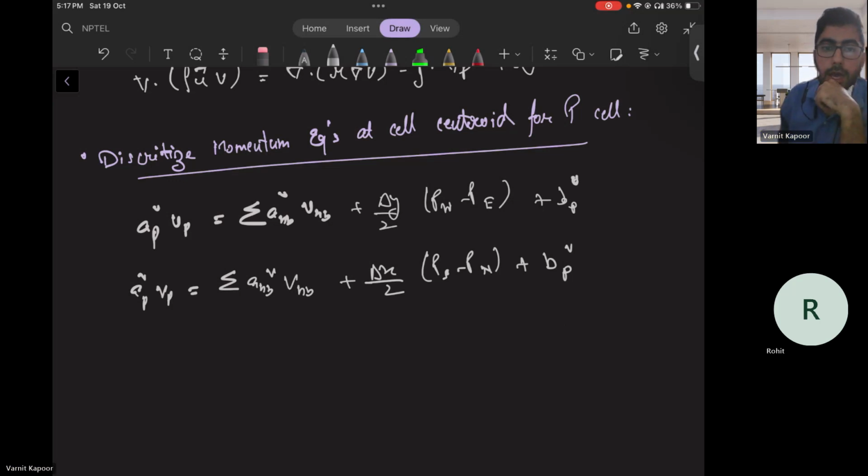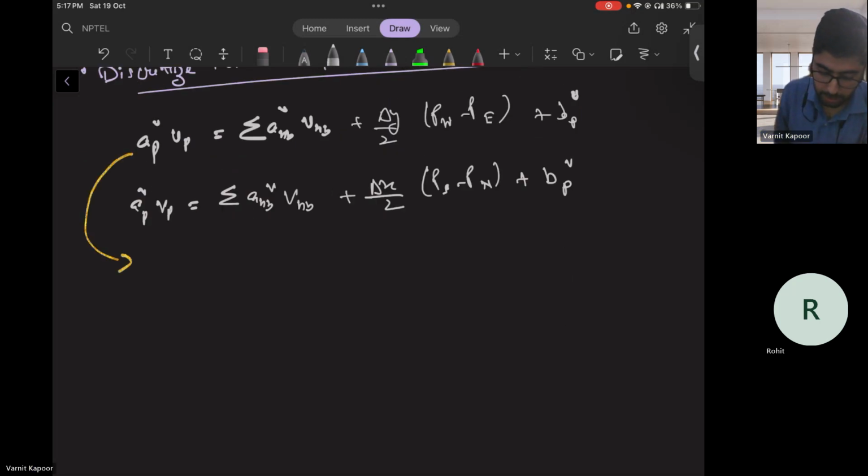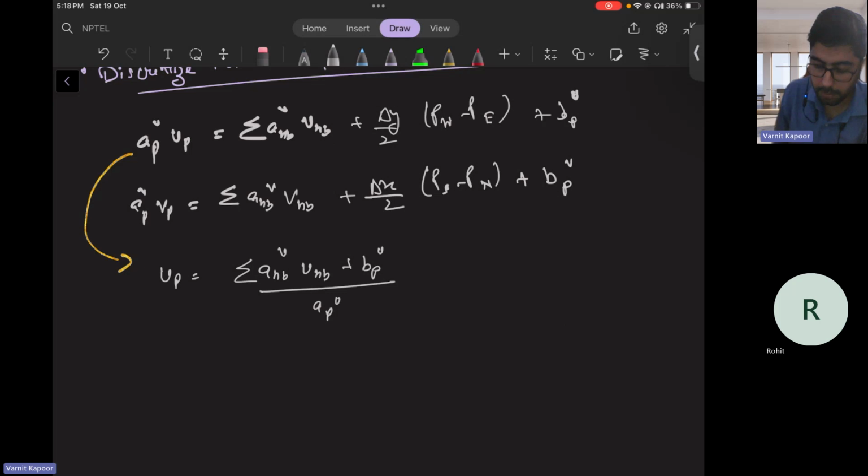Okay. And we divide by AP on both the sides, so that will be the summation of AnbUnb plus BP of U divided by AP of U, plus del Y by 2 times (PW minus PE) by AP of U.